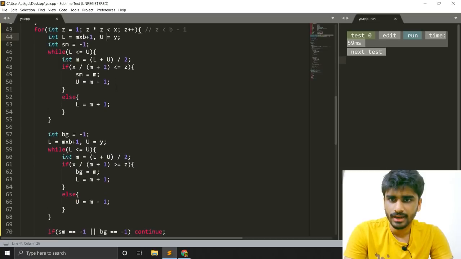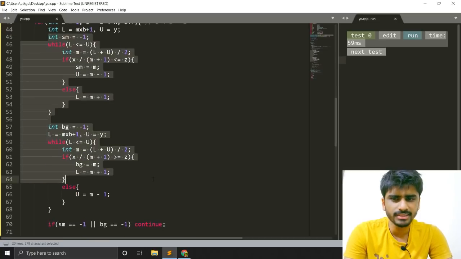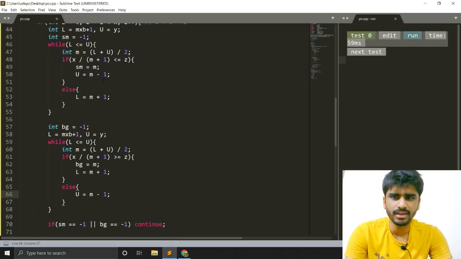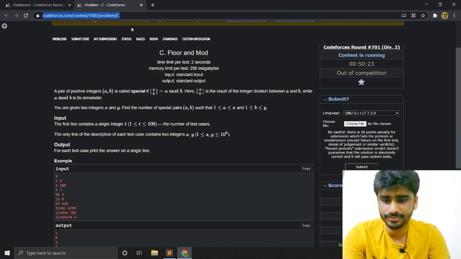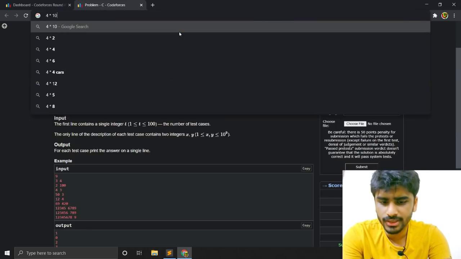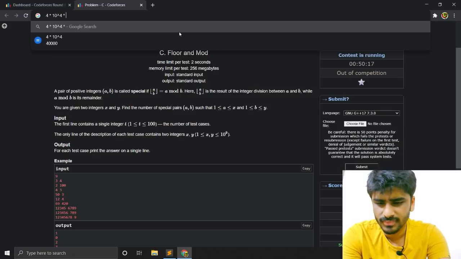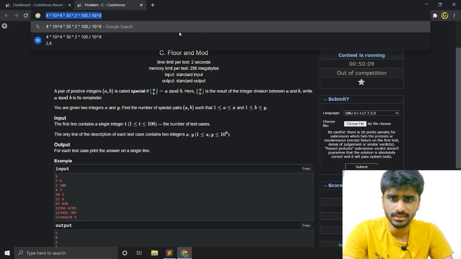And here we're doing a binary search. Maybe this is around 30 operations. This is around square root loop, right? So around 4 into 10 to the power 4 into 30 into 2. Right, that's what we're doing. And 100 test cases. Is that 10 to the power 8 or something? Yeah, more than 10 to the power 8.